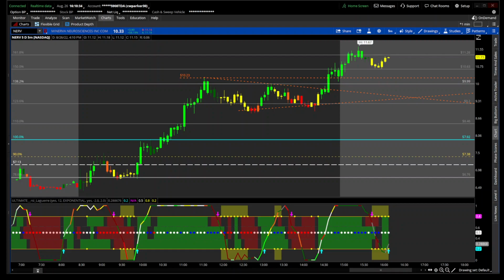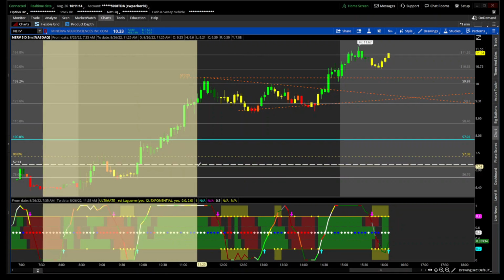Today I'll be introducing you to the ultimate Laguerre RSI indicator. As you can see on the screen, it also paints the bars. If you're unfamiliar with this indicator, there's a lot of videos and information out there. I'm not going to go into the Laguerre RSI itself, but I'm going to go into everything I added into it.